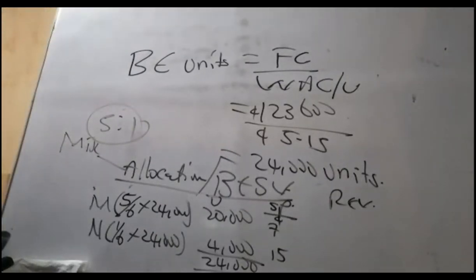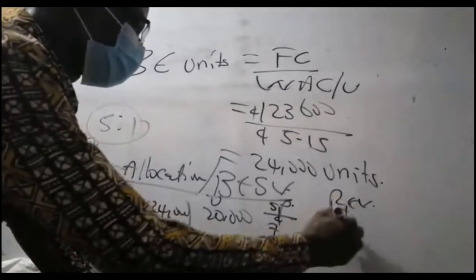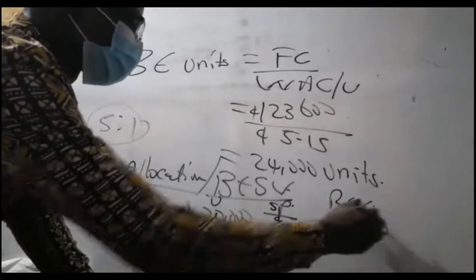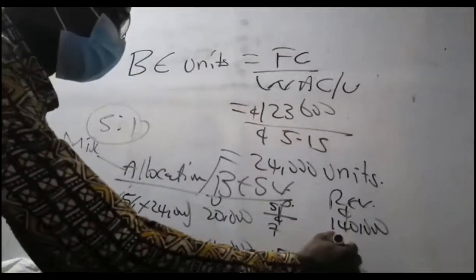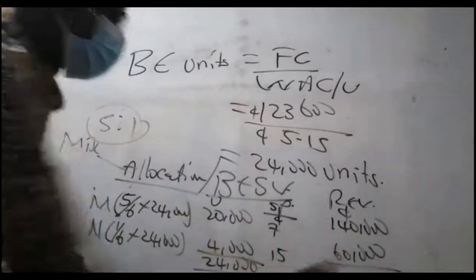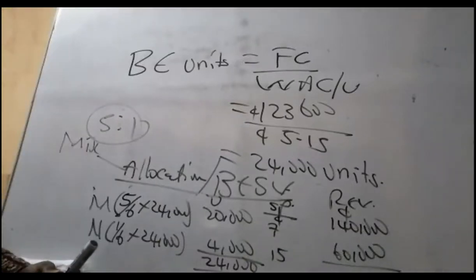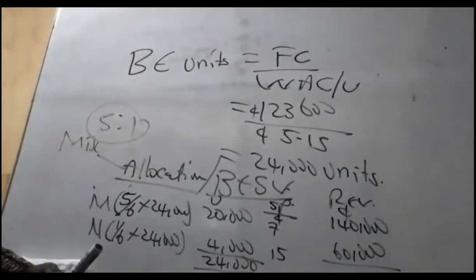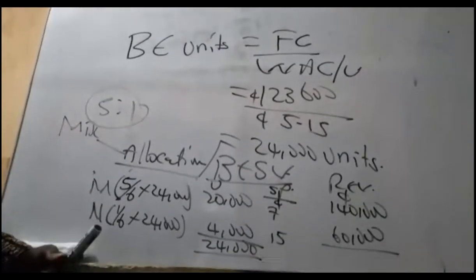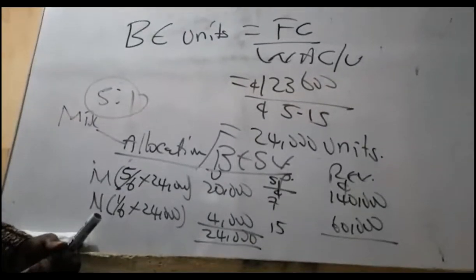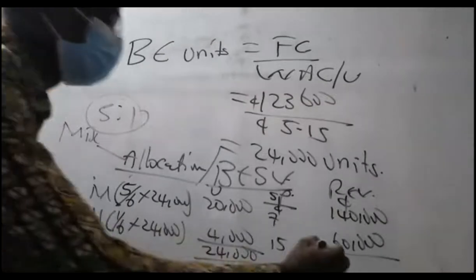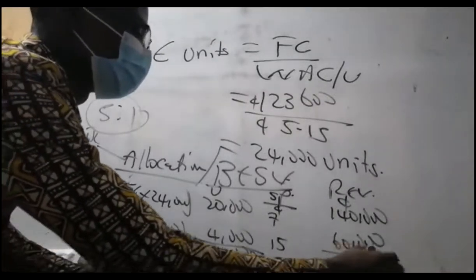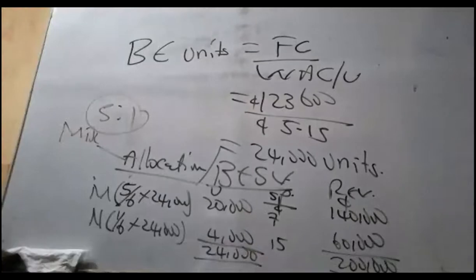So M is 140,000, N is 60,000, right? Respectively. Putting the two together, the overall total will be 200,000, right? Okay, so 200,000. That is it. So that is the end of the game.